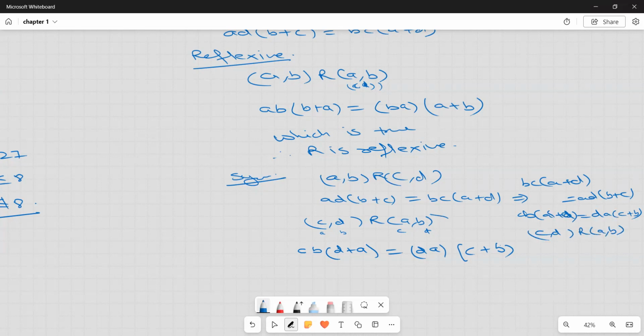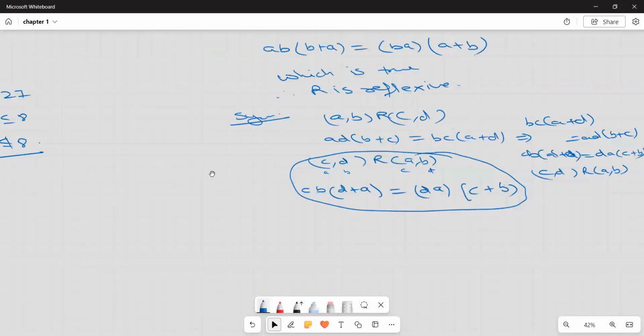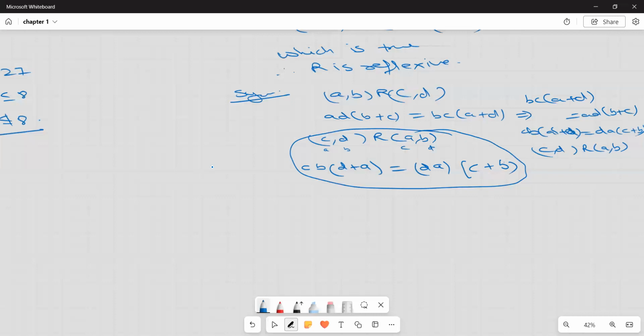Clear? From here, I have got the idea of what I need. Remember, this is the only way to do these questions. Otherwise, in the paper, you will get nervous and you write down the wrong things. Next, for transitive. What is transitive? AB related to CD, CD related to EF. Then you have to show AB related to EF.